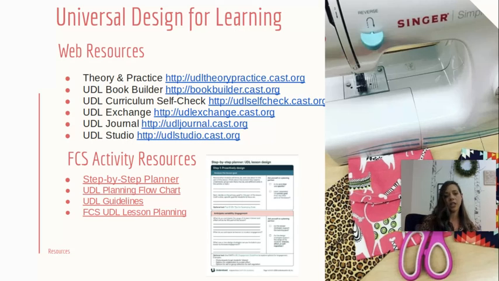So what we're going to be looking at up at the top is some provided web resources. Those are just some additional things that you can go through and continue your education and your professional development. But we have our FCS activity resources. So some things we're going to be looking at today are the step-by-step planner. That's going to help us build that foundation. You can see it as an image there on the side. We're also going to look at that UDL planning flowchart and then some of those guidelines.